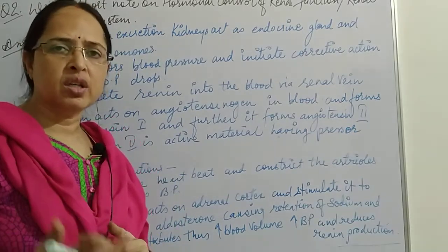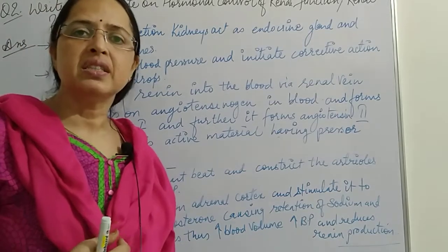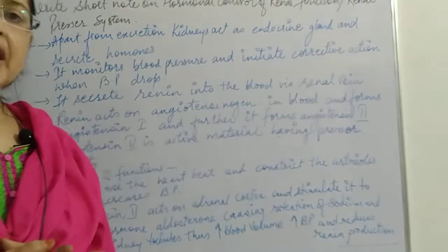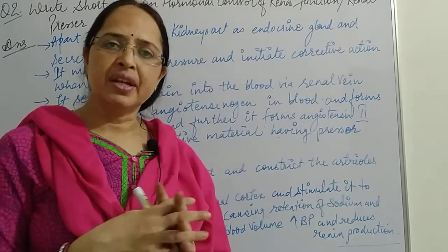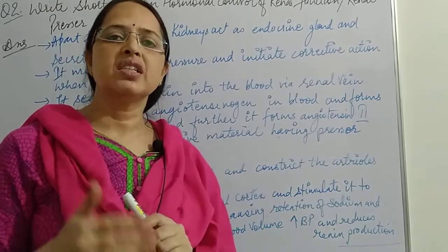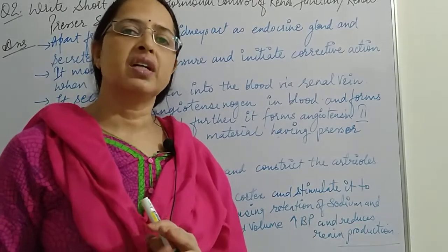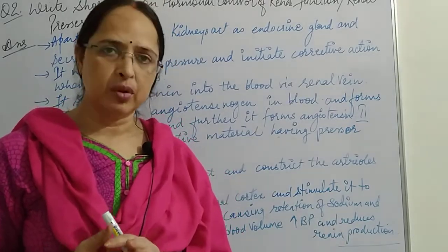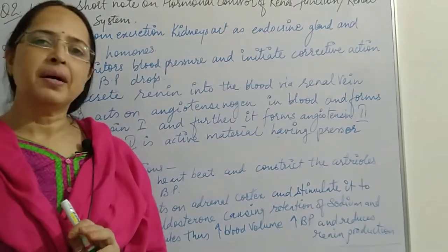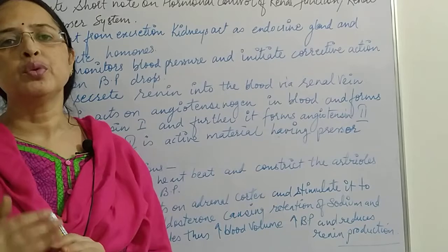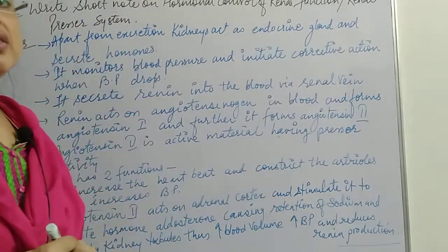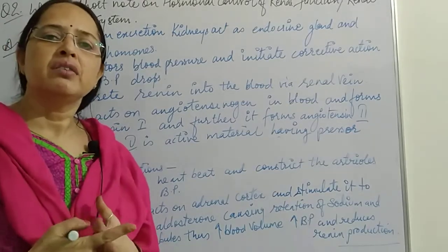So renin acts on the globulin proteins present in the blood. Now what will happen? Renin acts over angiotensinogen, and then this angiotensinogen is converted to angiotensin 1. This is a form of globulin protein only. Then this angiotensin 1 is further converted, and it is transformed to angiotensin 2. This angiotensin 2 is meant for increasing the blood pressure.